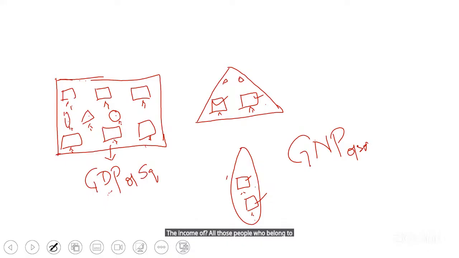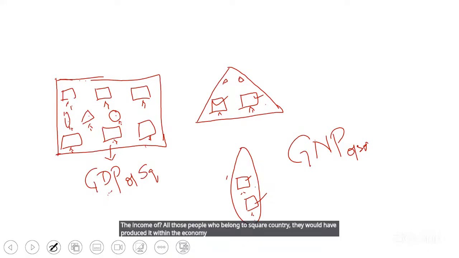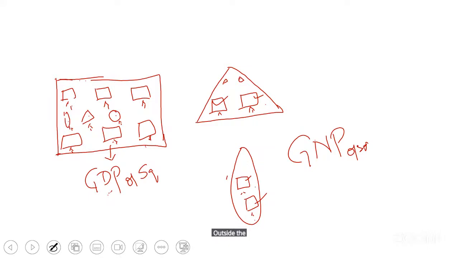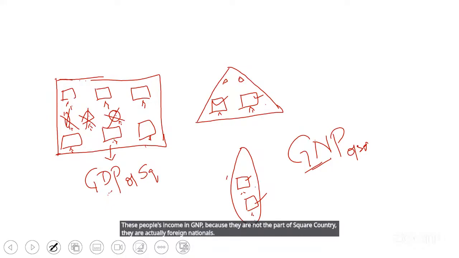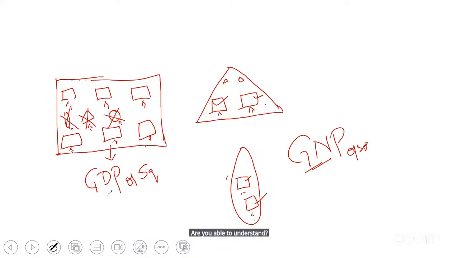They would have produced it within the economy or outside the economy, but we will not include these people's income in the GNP of triangle or oval country because they are not part of those countries. They are actually foreign nationals. Are you able to understand? Got an idea between domestic and national?